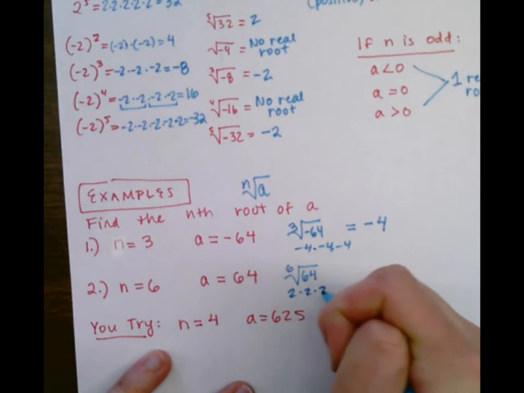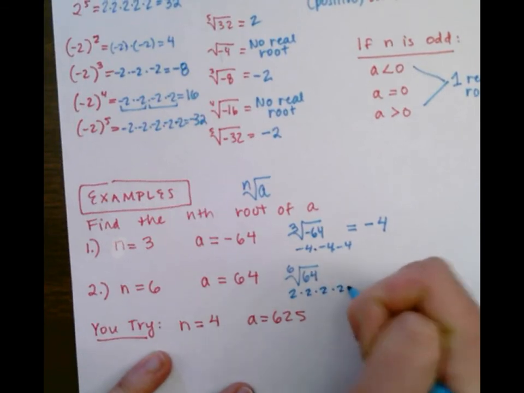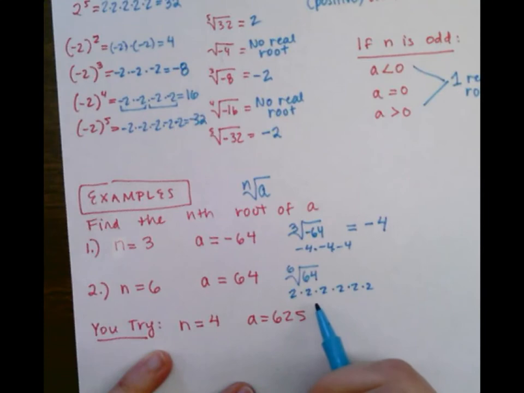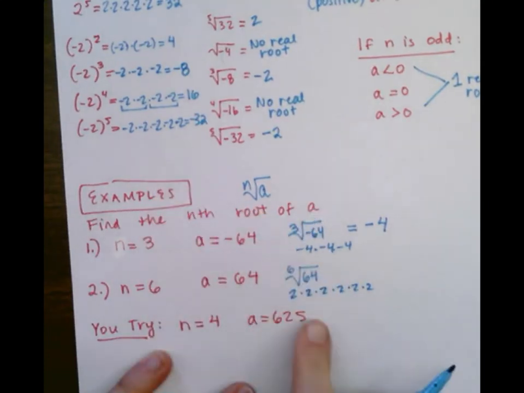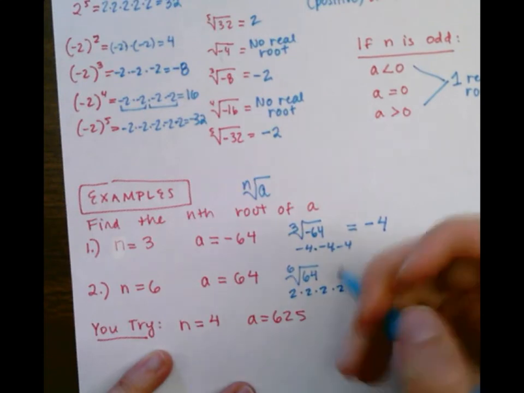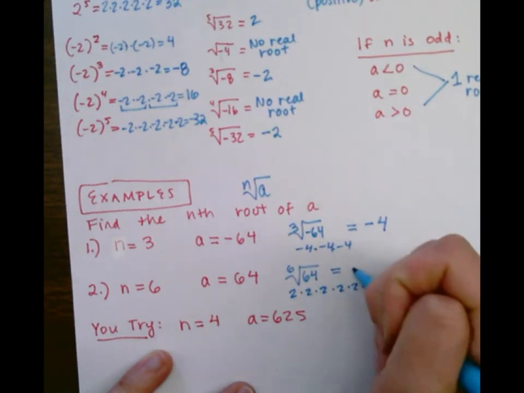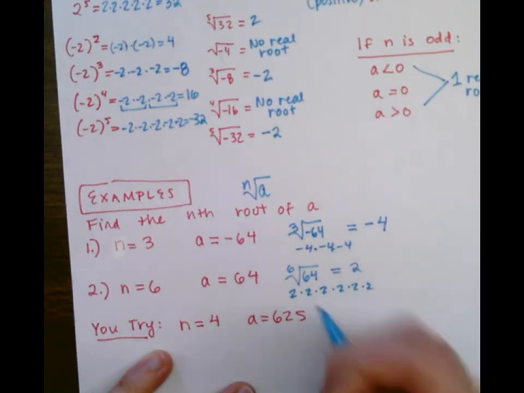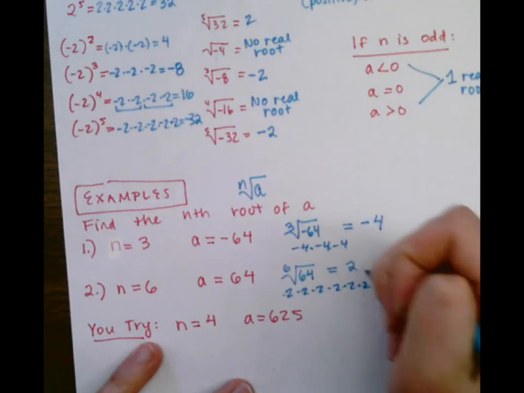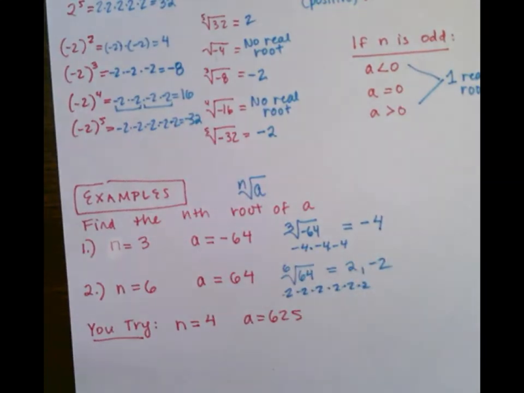2 times 2 times 2 times 2. 1, 2, 3, 4, 5, 6. And based on my work up here, I know that if I just multiply by another 2, I get 64. So that checks out. So then I know it should be 2. But also, if I made all of these negatives, all the pairs of negative numbers would become positive. So I'd also get positive 64. So I need 2 and negative 2.